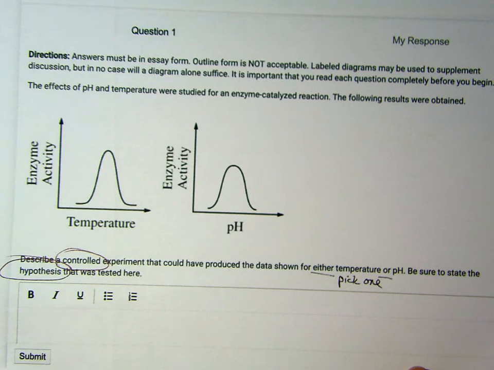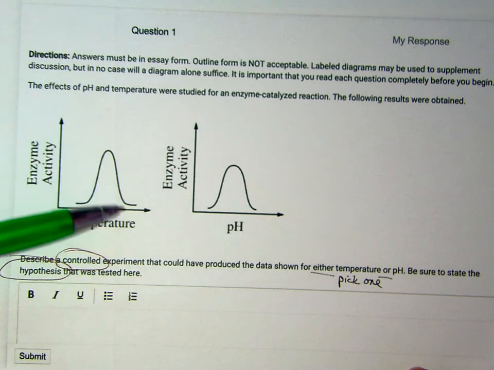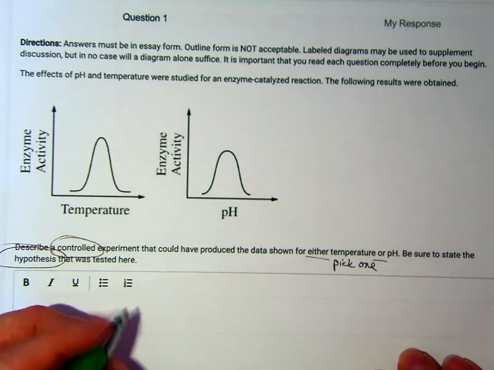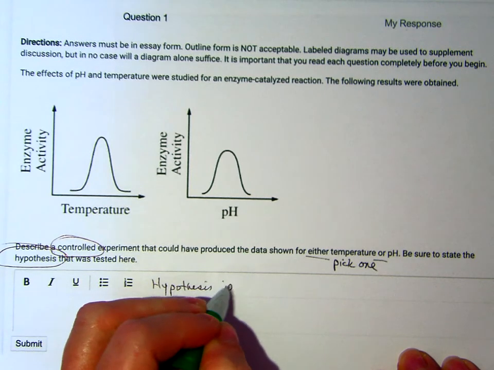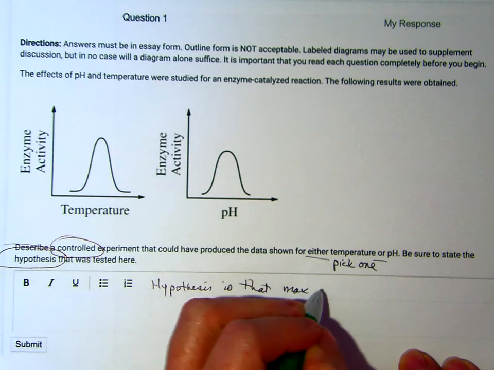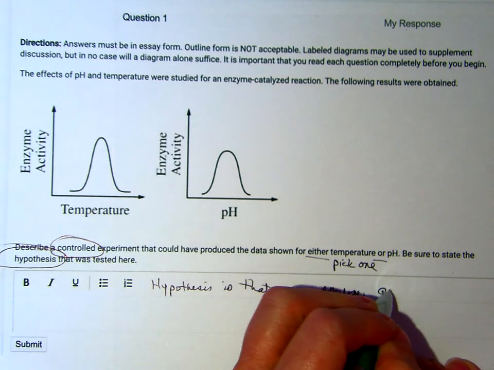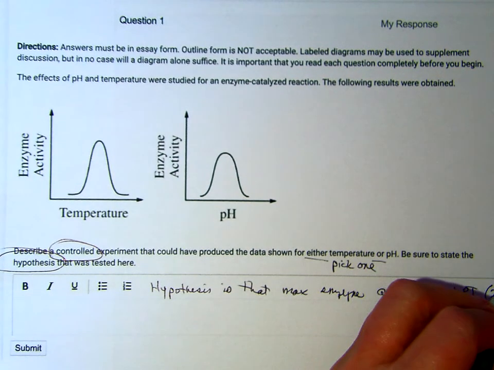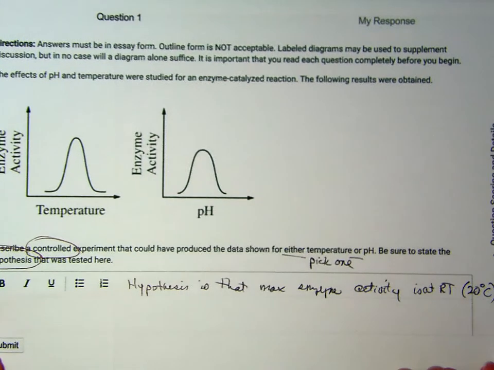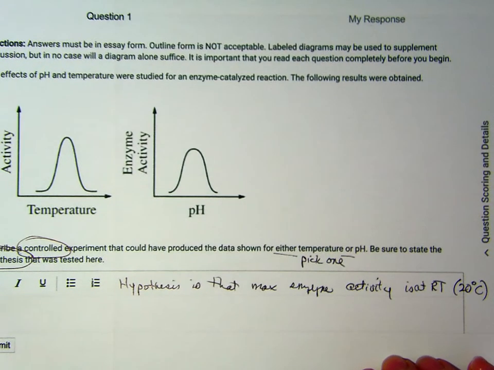Okay, so let's do temperature. So what would be our hypothesis for the enzyme? Well, since they didn't put numbers on here, your hypothesis could be anything having to do with the fact that the enzyme activity goes up, reaches an optimum, and then goes down. So for my hypothesis, I might put something like, my hypothesis is that the maximum enzyme activity is at room temperature, which is about 20 degrees Celsius, standard for room temperature, okay? All right, so that would be my hypothesis.